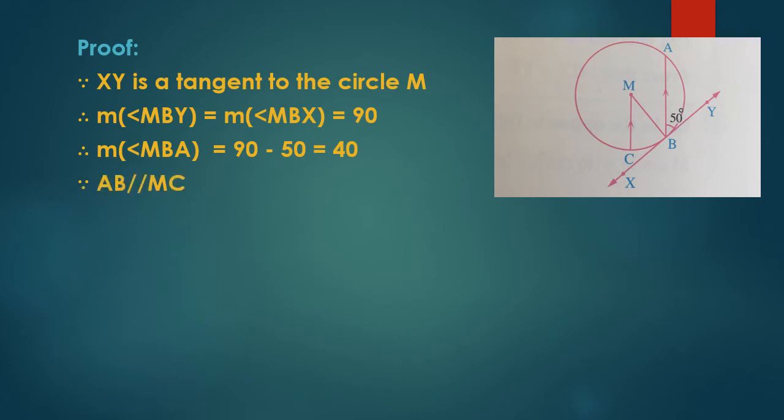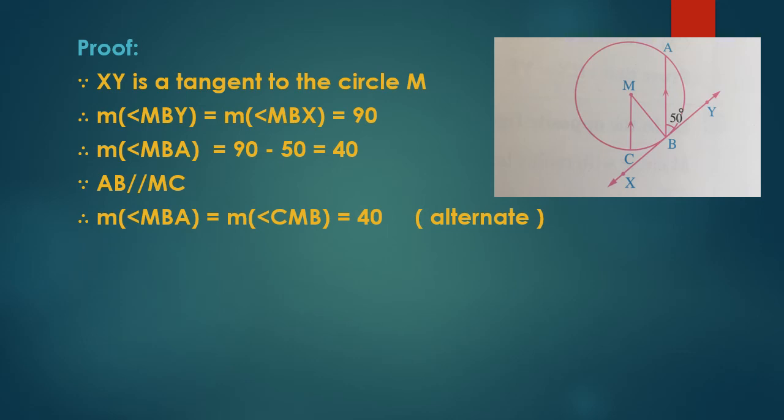And we have 2 straight lines that are parallel, AB parallel to MC. Therefore, the measure of angle MBA equals the measure of angle CMB equals 40, alternate. Since MC equals MB, 2 radii, as we know the radii of the circle are equal in length, then the triangle MBC is an isosceles triangle.